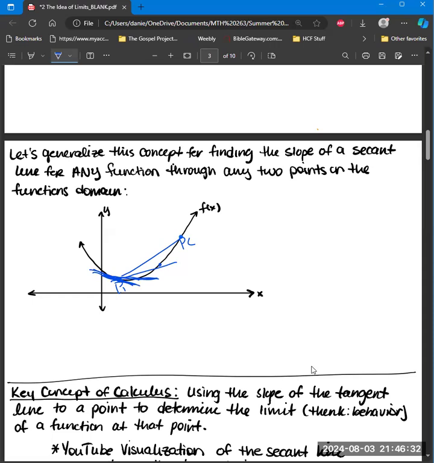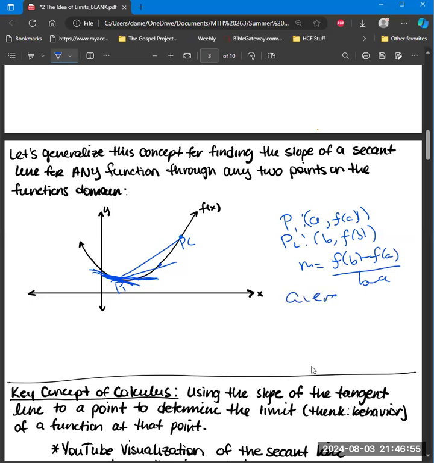So if point 1 is going to be A, f of A, and point 2 is going to be B, f of B, then our slope is going to be f of B minus f of A over B minus A, and that's going to be my average rate of change, which is going to be the slope of my secant line.